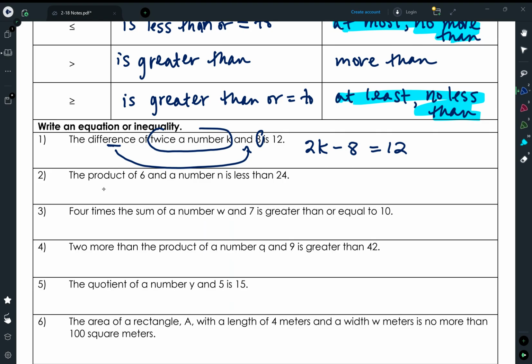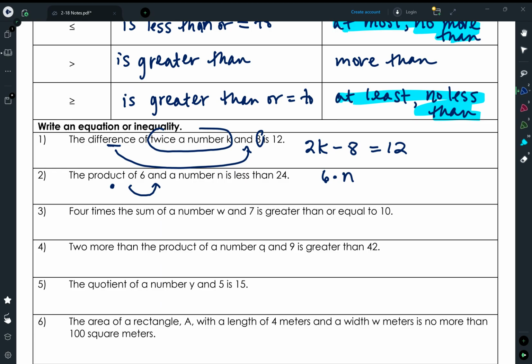Next one says "the product of." So product means we're multiplying. So I'm going to put a dot there for times. "Of" means the things that are being multiplied are coming up. And the times sign is going to go where the "and" is. So I'm multiplying 6 and a number n. So 6 times n. And it says is less than 24.